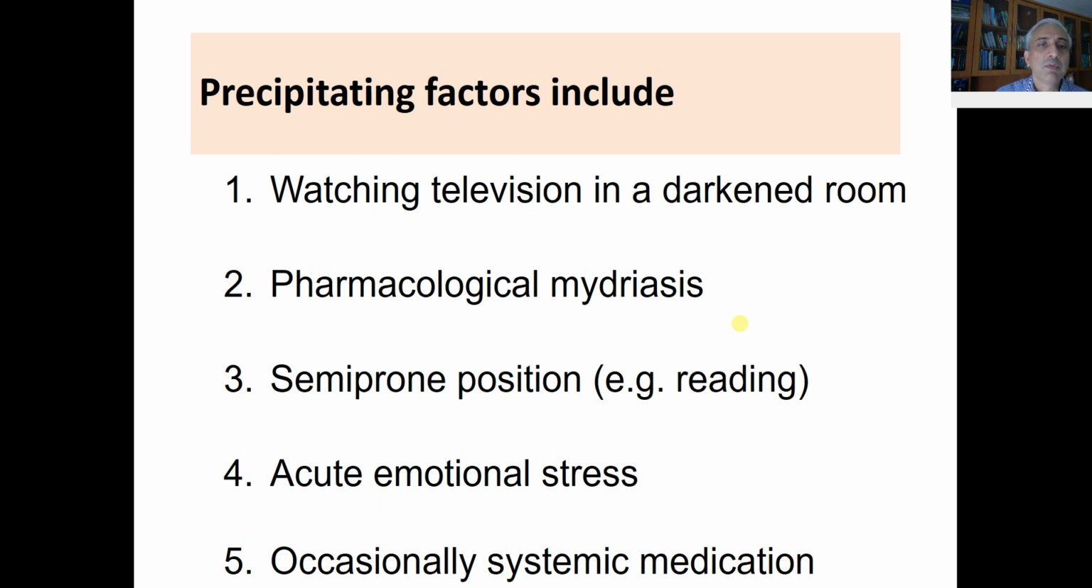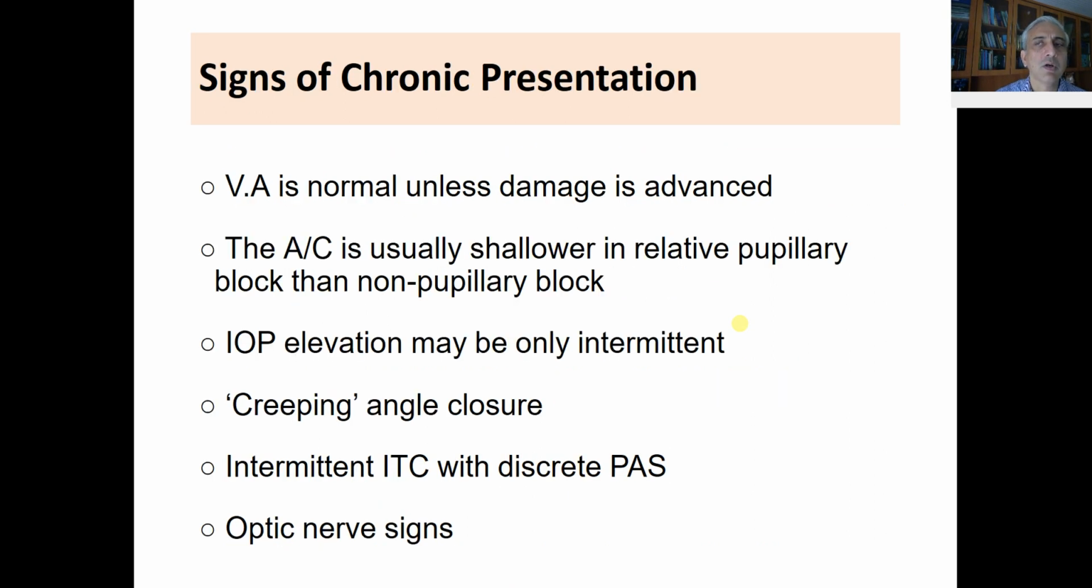The other position is the semi-prone position, especially reading positions. You're lying down on your tummy. That causes your lens and iris diaphragm to move forward towards the angle, producing that appositional angle closure. Then acute emotional stress, because that causes that typical mid-dilated pupil, which is essential for relative pupillary block. Then occasionally systemic medications such as some cough medications which tend to have some adrenergic agents which cause pupillary dilation, or some patients might have some atropine-like medication which causes pupillary dilation that can cause this precipitation of angle closure.